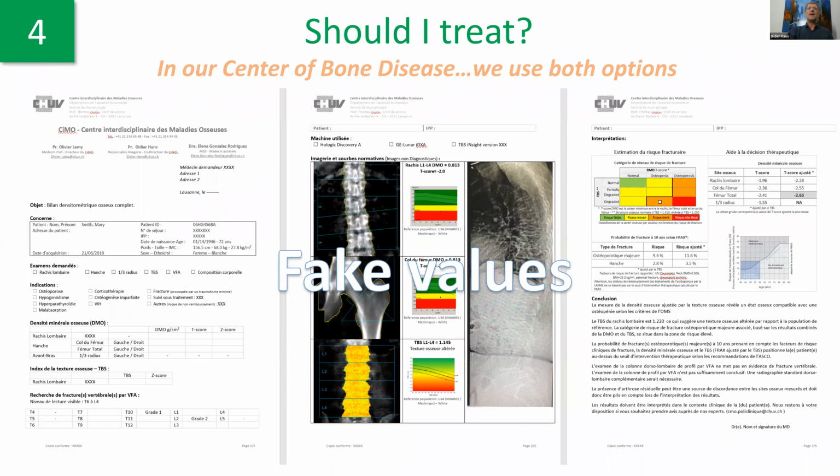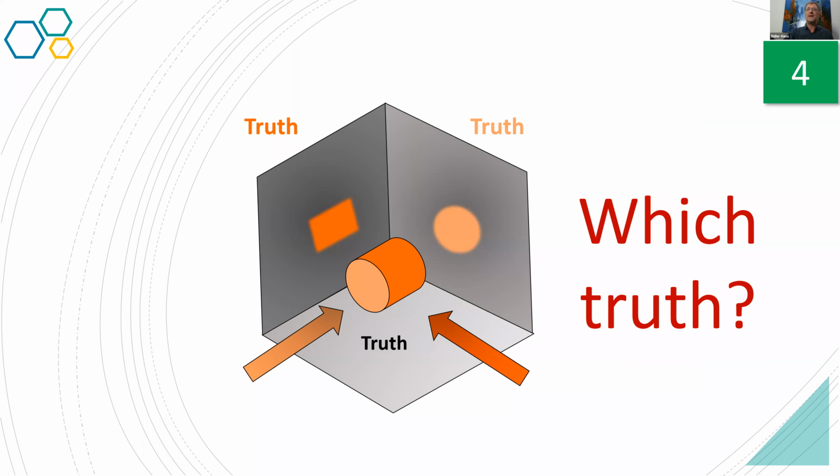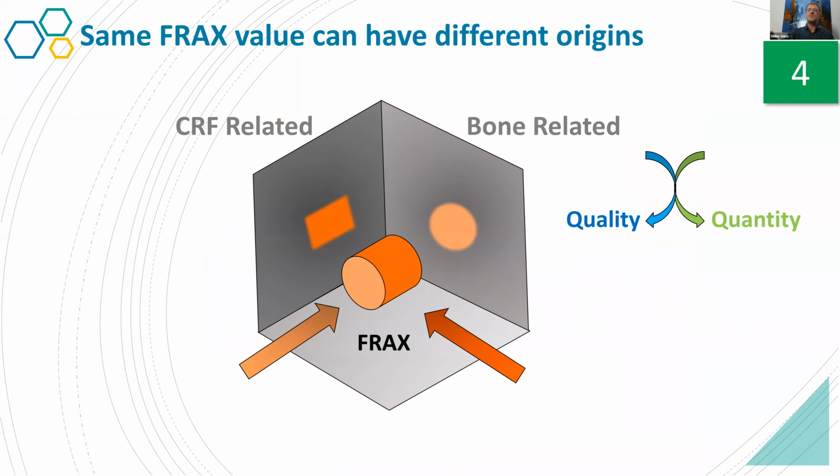But we have to be careful. Why? Because FRAX, or even BMD T-score adjusted or not, doesn't really matter. It will tell you who to treat, but not how to treat. And that's important because if I come back to the truth here, both angles have a different view of the truth and both are right. And that's the same with FRAX.